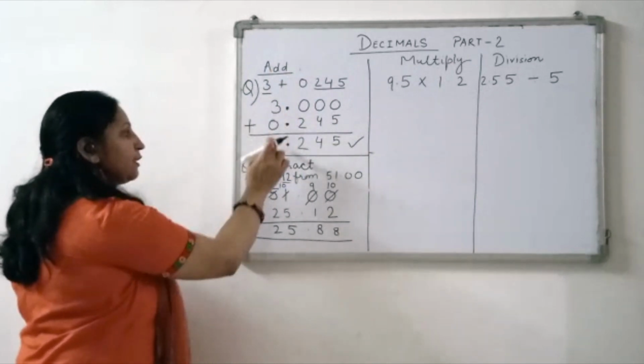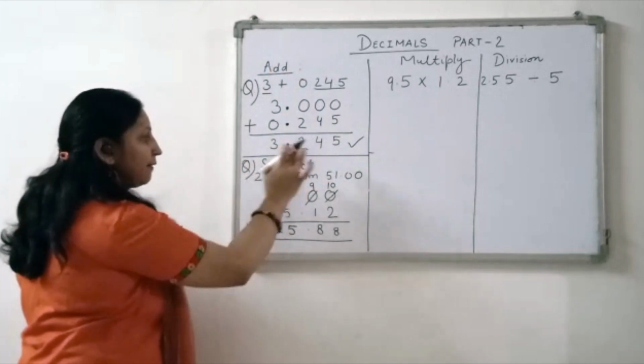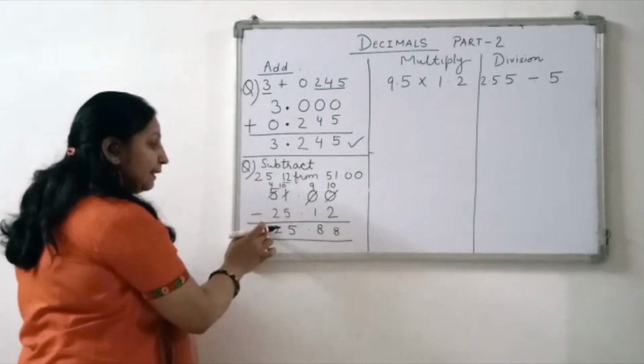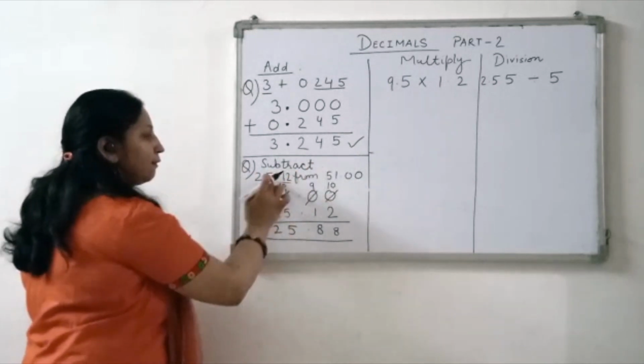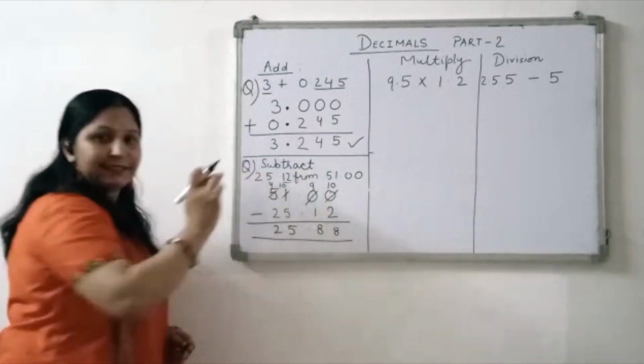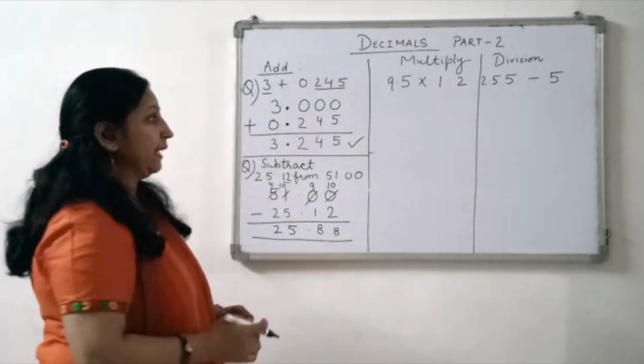In this question, when you have done addition, the answer is known as the sum. So here the sum of these two numbers is 3.245. When we do subtraction, we find the answer as the difference. So what is the difference of the two numbers? 25.88. Yes.